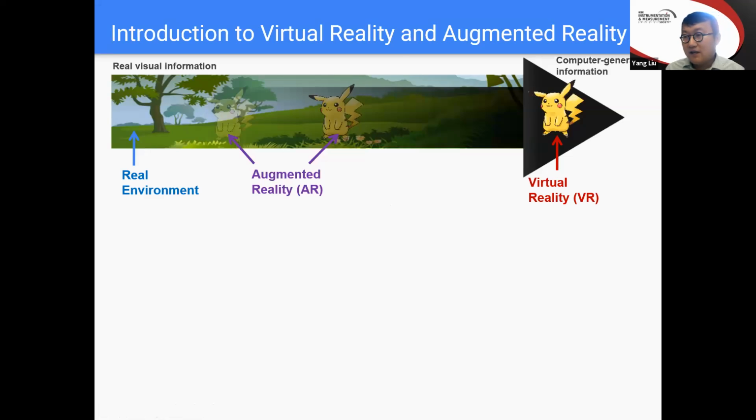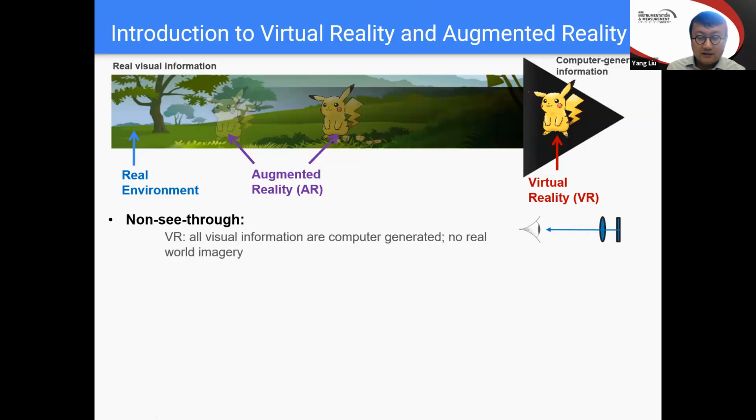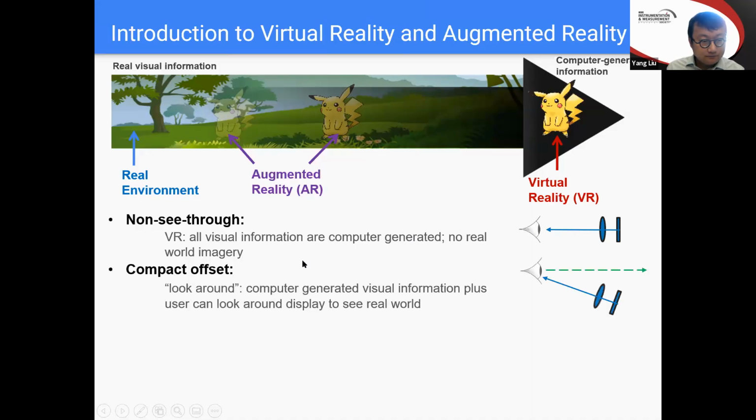In terms of the implementation, there are a couple of ways to do that. There are actually four ways. The first way is called a non-see-through configuration, where all visual information is computer generated and you don't have any real-world imagery. A non-see-through configuration is something you might be familiar with from the Facebook Oculus. That is a headset that's non-see-through and VR only.